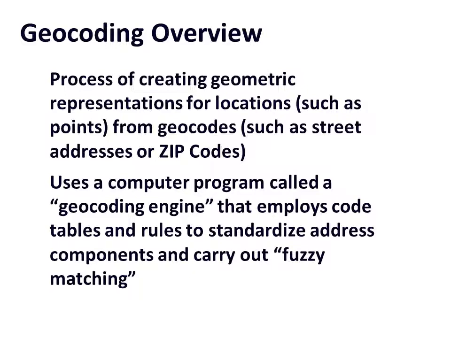The computer uses a program called a geocoding engine that employs code tables and rules to standardize address components and then carry out something called fuzzy matching. Basically what all this means is it breaks down the components of an address into different parts. The program then analyzes the individual parts in a specific order, goes down through a set of known locations that are organized in the same fashion, and it creates a most likely match, a fuzzy match.